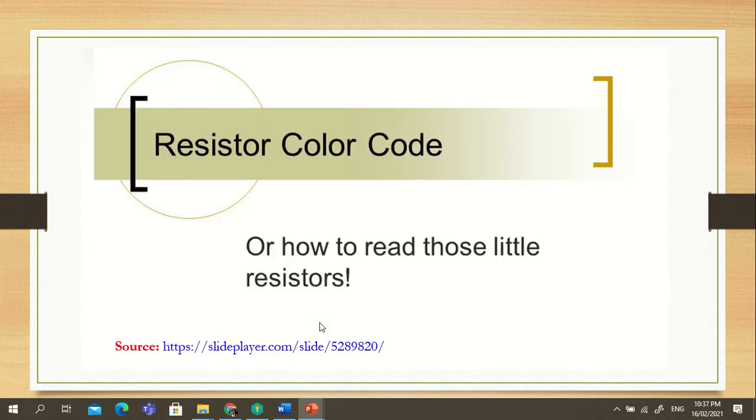All right, so now we'll learn more about the resistor color code, so how to read those little resistors. This class material is taken from this source. If you want to know more about the details of this lecture, you can go directly to this source.